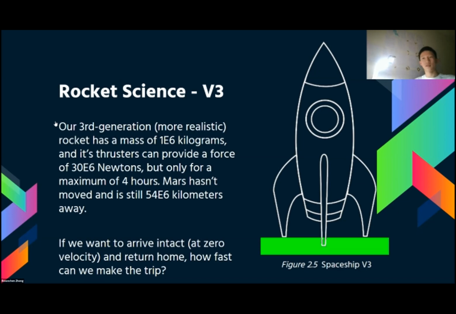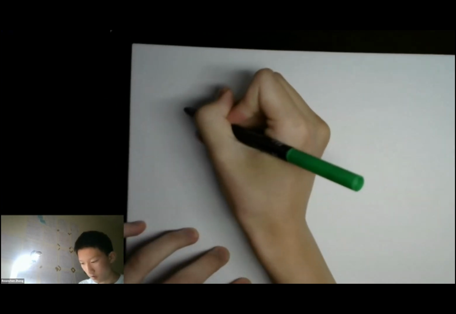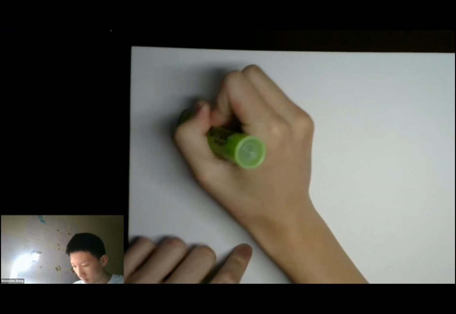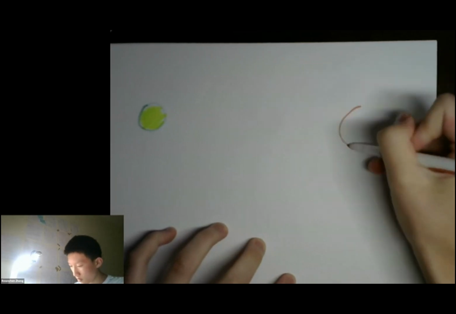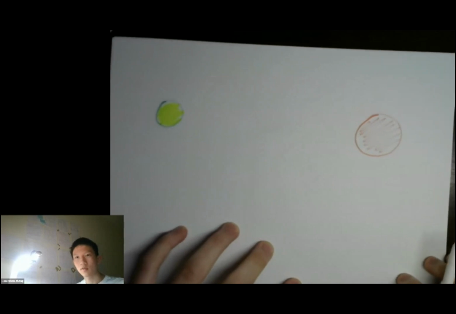All right, let's think about it. I am not an artist, so I apologize in advance. Got a green highlighter. That's Earth. What color is Mars? Anybody know what color Mars is? I'm pretty sure it's red. So here's Mars. Right here. Earth, Mars. This is not very accurate. Mars is actually smaller than Earth. Oh well. We're not doing astronomy.